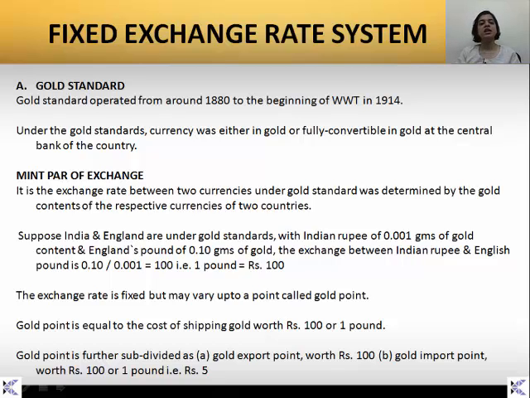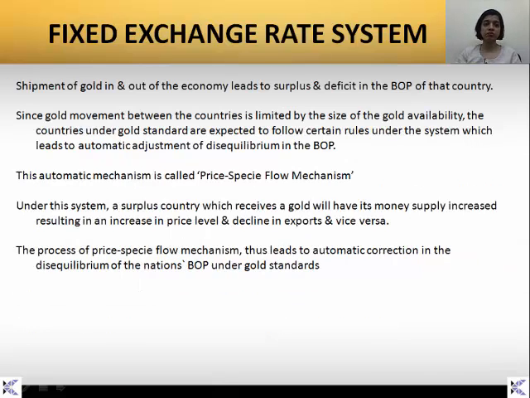The exchange rate is fixed but may vary up to a point called the gold point. Now, the gold point is equal to the cost of shipping gold worth 1 pound or 100 rupees. It can be further classified as the gold export point, which is worth 100 rupees, or the gold import point, which is worth 100 rupees or 1 pound, that is, rupees 5 also sometimes.